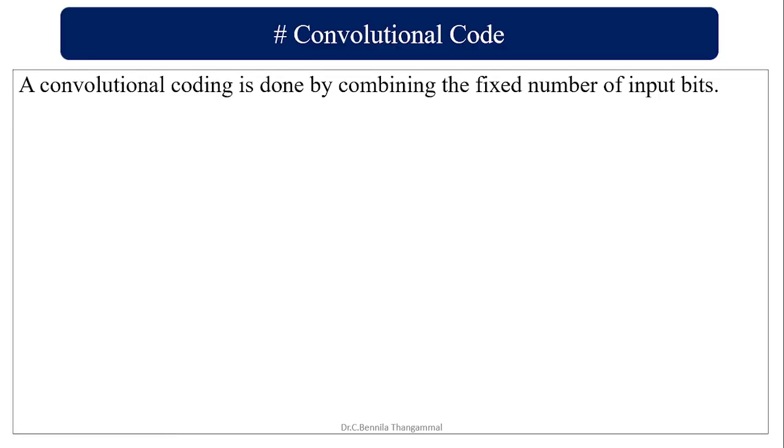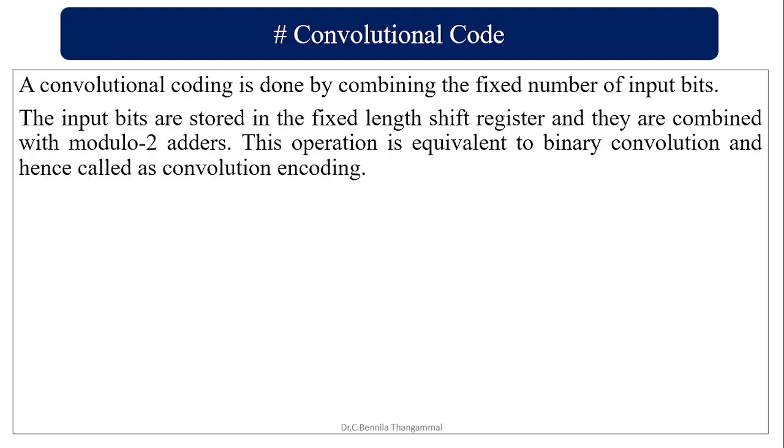Convolution coding is done by combining a fixed number of input bits. The input bits are stored in a fixed-length shift register and combined with modulo 2 adders. Since it involves both shifting and addition, it is equivalent to binary convolution, so we call it convolution encoding. We can have an example here.